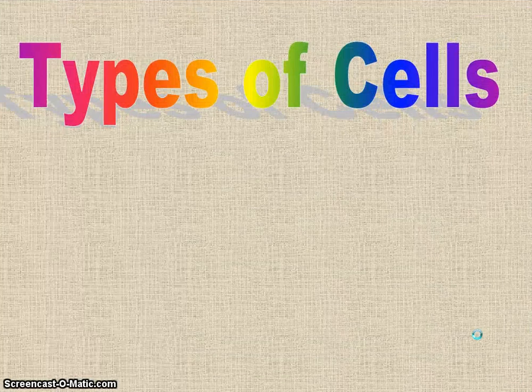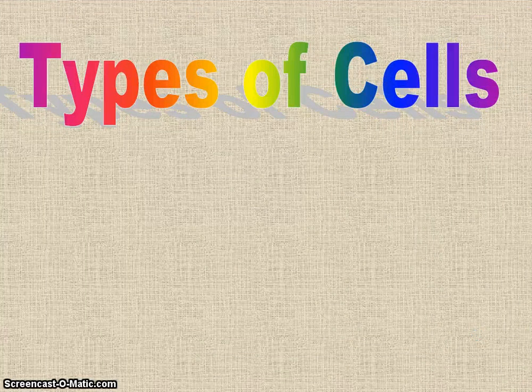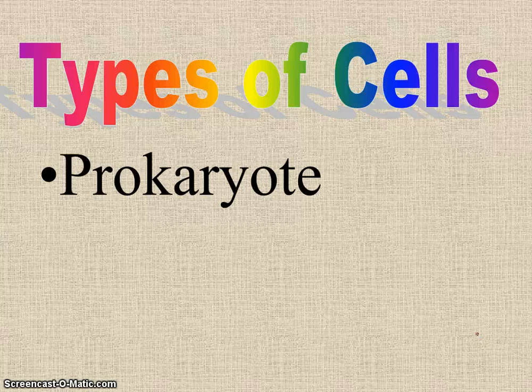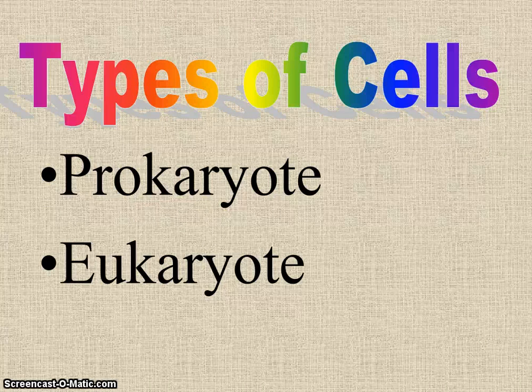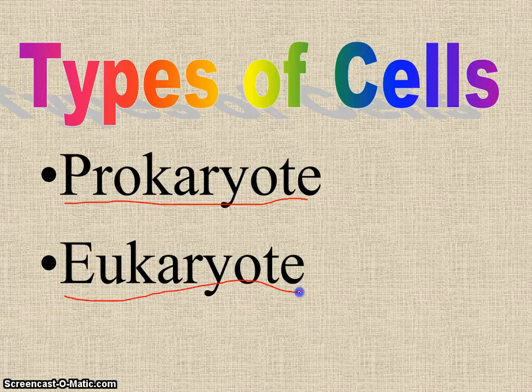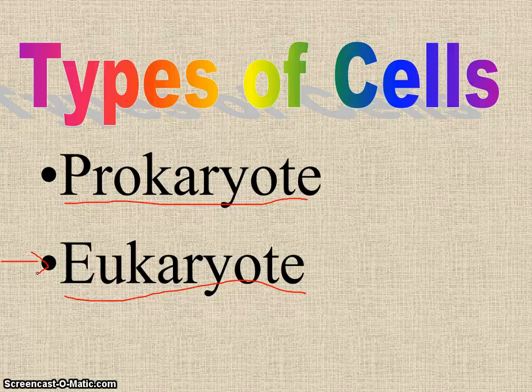Okay, there are two main types of cells. There are the prokaryotic cell and the eukaryotic cell. One kingdom is going to be a prokaryote, where all the other kingdoms are eukaryotes, and we are a eukaryote cell. So I'm going to give you some information on the prokaryote, and then we'll focus the rest of our unit on cells on the eukaryotic cell.